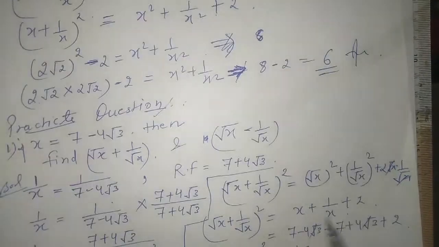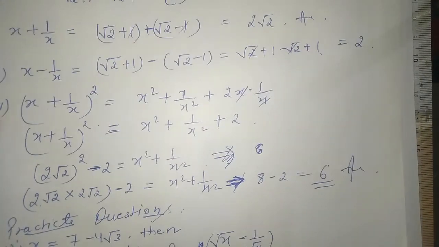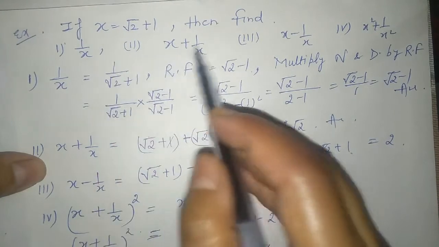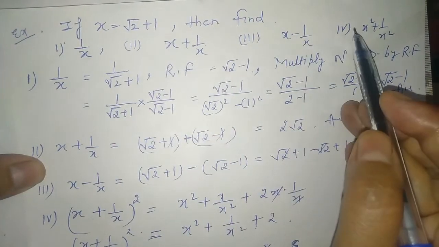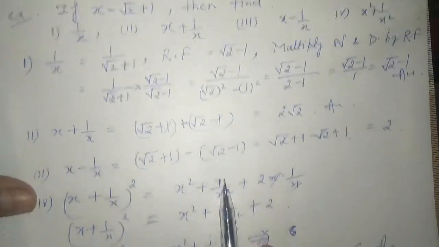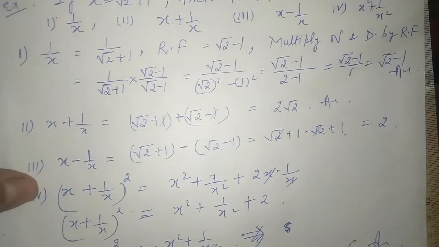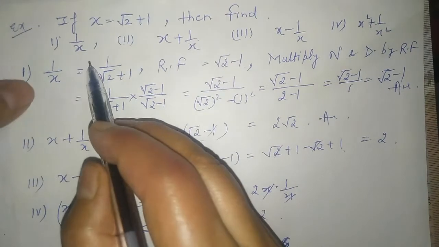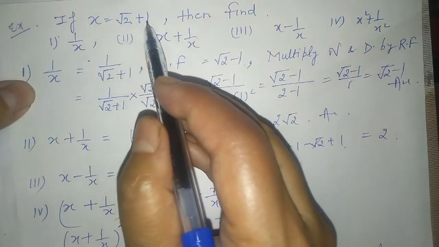So this is the example like this. Similarly, we have so many examples just like that. If x = √2 + 1, then find 1/x, x + 1/x, x − 1/x, x² + 1/x². So you have to learn here the formula you have read in your 8th class. So this is 1/x, which is 1/(√2 + 1).